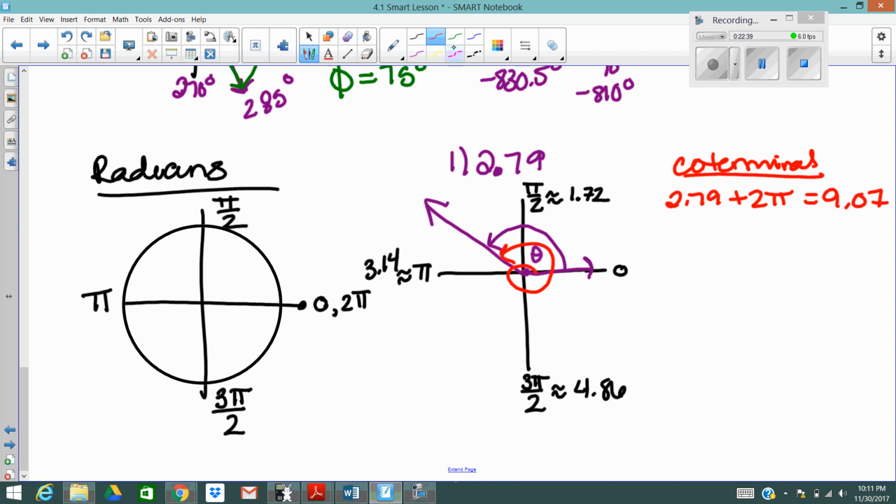And then I could also find another coterminal angle by making a complete rotation, but in the opposite direction. So that angle would be about negative 3.49 radians. So there's our two coterminal angles. Now let's find our reference angle.